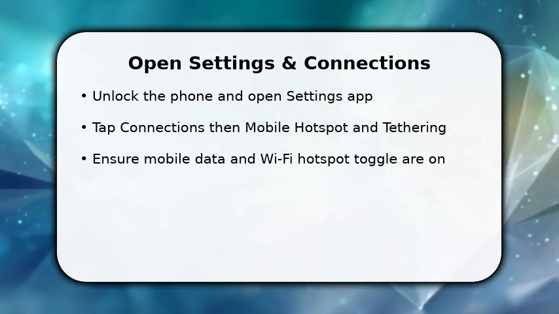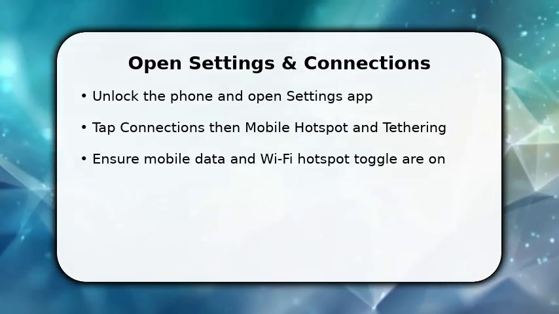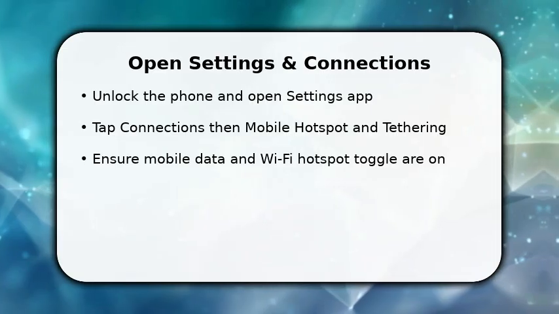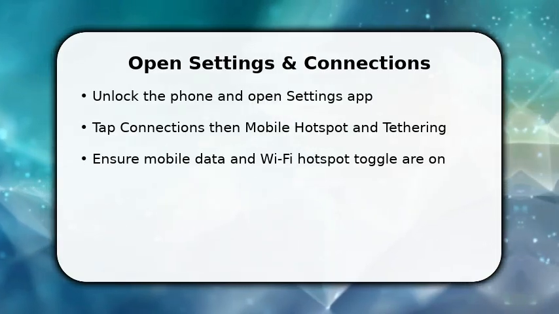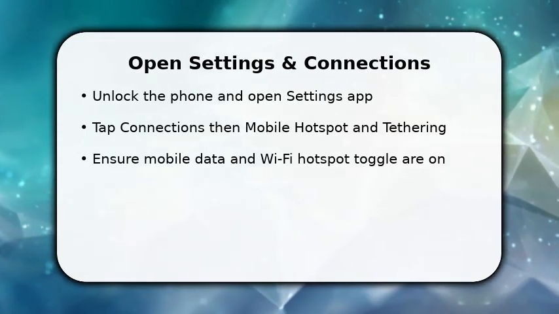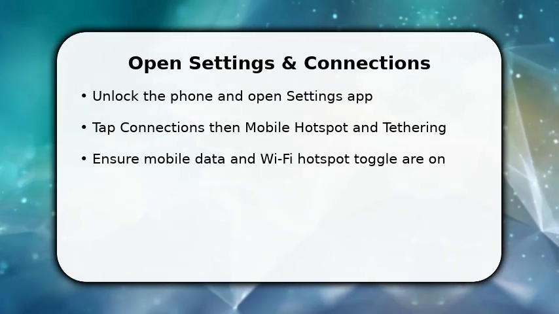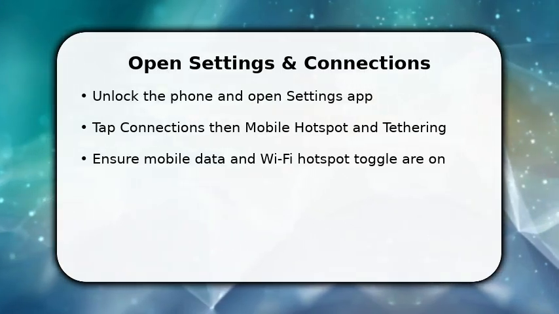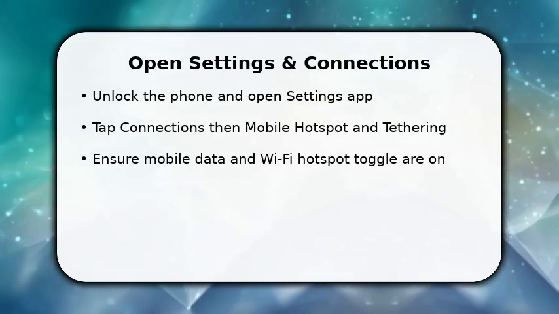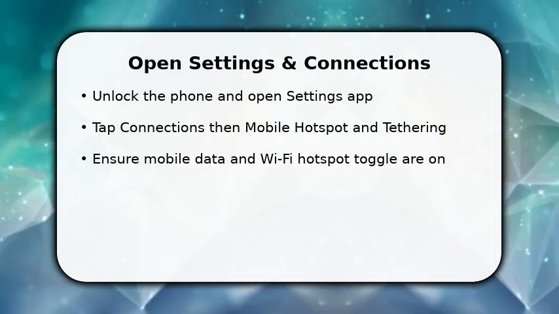You start by opening settings so you can access the hotspot controls. Tap Connections, then Mobile Hotspot and Tethering. This path puts configuration in front of you. Make sure mobile data is active and flip the Wi-Fi hotspot toggle on to reveal its menu. Once done, you'll see the hotspot name and a brief status. This is where the password is stored. Keep moving to the next screen to view or change that password safely.